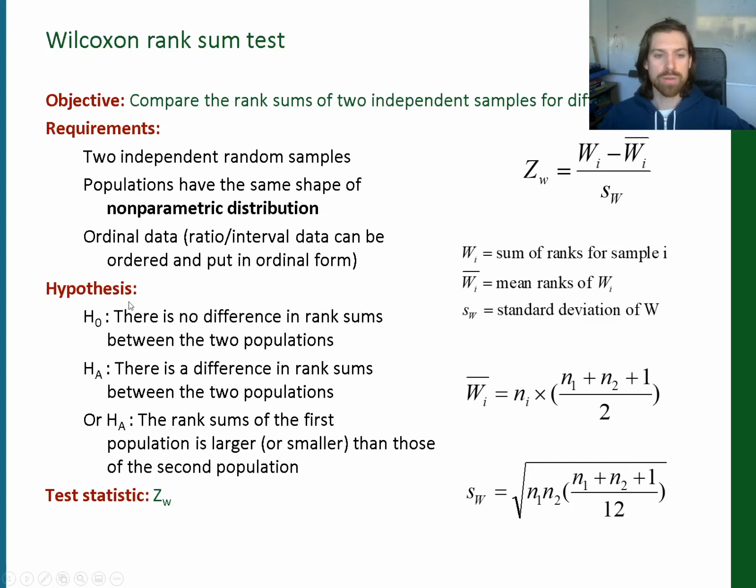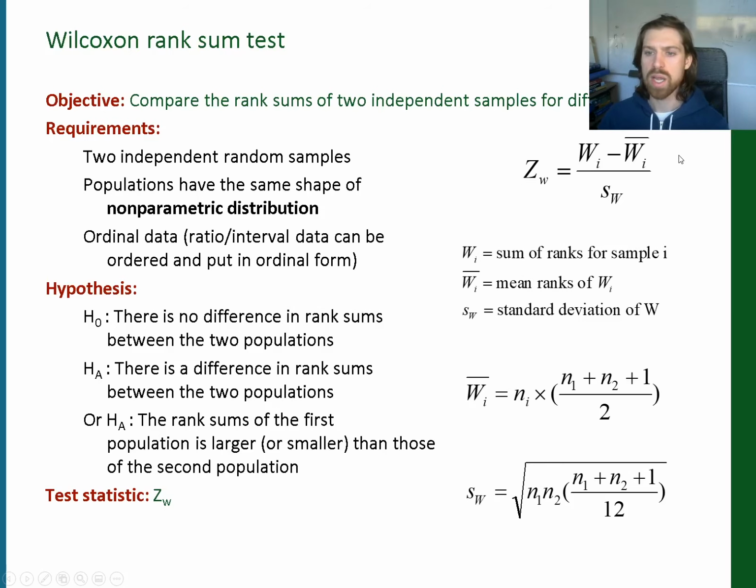So then we have different hypotheses. The null hypothesis is that there's no difference in the rank sums between the 2 different populations. The alternative hypothesis is that there is a difference in the rank sums between the 2 populations, but we're not saying whether it's larger or smaller, so it's two-tailed. Or the alternative hypothesis, which is directional, is whether the rank sums are either larger or smaller than those of the other population. So we specifically say which way we think the effect is going to be. Maybe we think one is larger than the other, and we explicitly state that at the beginning. And we're going to produce a test statistic Z in this case.